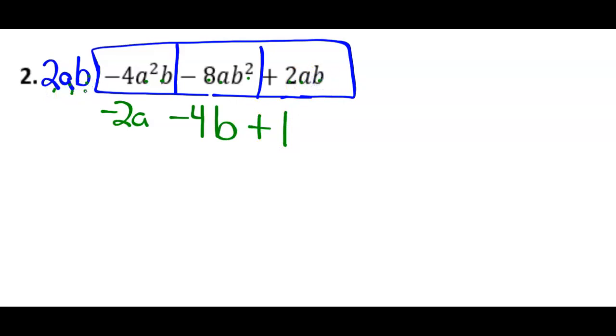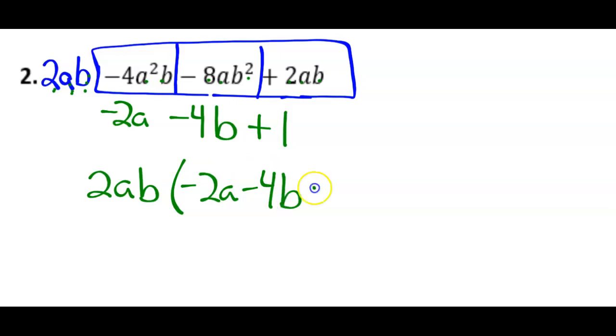That's my answer. Awesome. So here's the thing. When I write my answer, my 2AB is on the outside, and on the outside over here is minus 2A minus 4B plus 1. I can always check my answer. How can I check my answer? Well, I can multiply this back in, and when I multiply that back in, I should get my original problem that I reverse distributed from.